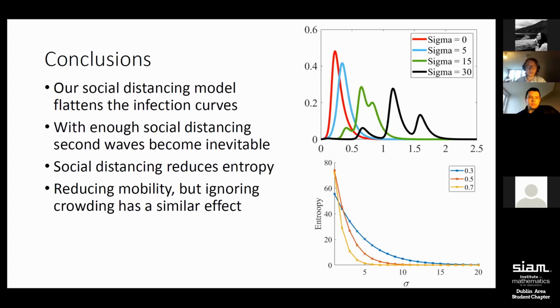Then that's basically the end. So in conclusion, we've got this meta-population SIR model, and we introduced this idea of crowding, this idea of social distancing, and it seems to work. It seems to flatten infection curves, which is great. It also seems to make second waves almost inevitable, but it all comes at the cost of entropy. Reducing mobility, so reducing restlessness and staying home as much as possible, can have a similar effect, and how we balance the two, I guess, really is key ultimately.